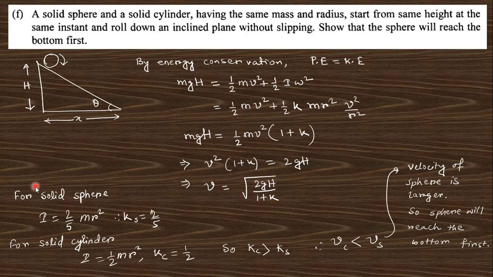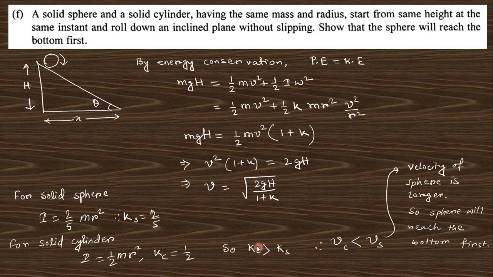And for a solid sphere the moment of inertia is 2 by 5 mr squared about the diameter, and for a solid cylinder this will be half mr squared. So for a solid sphere this constant k is 2 by 5, and for a solid cylinder this constant is half.